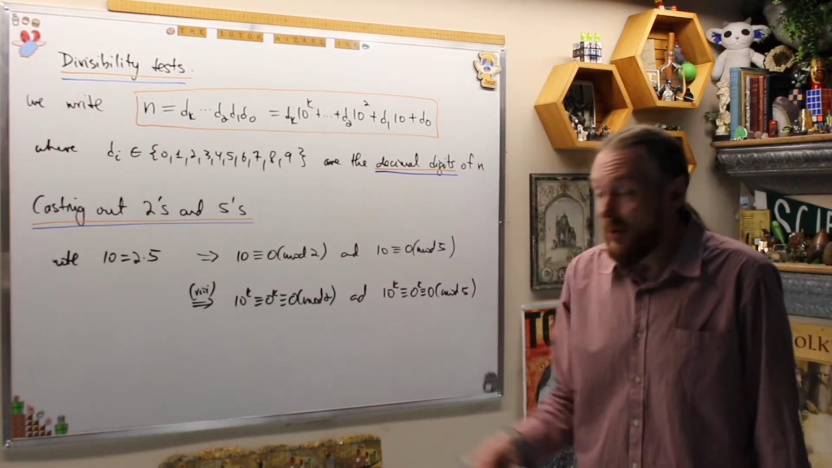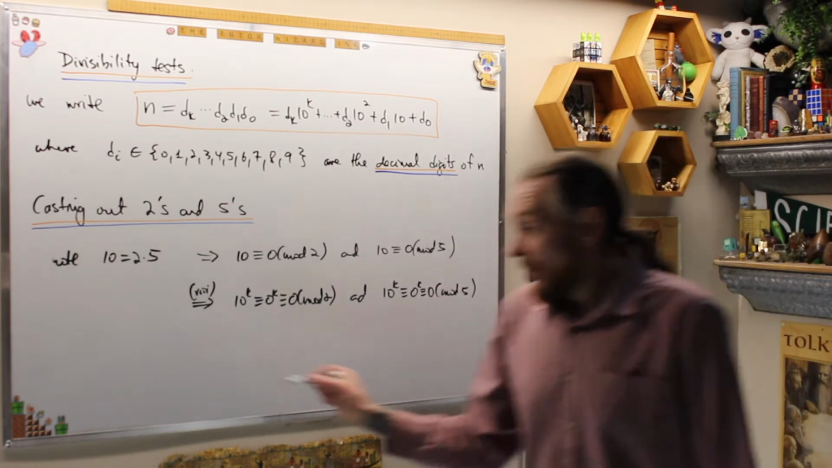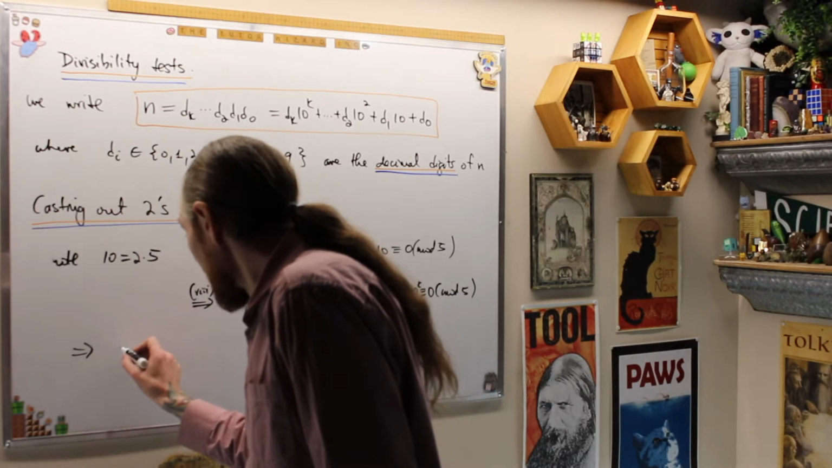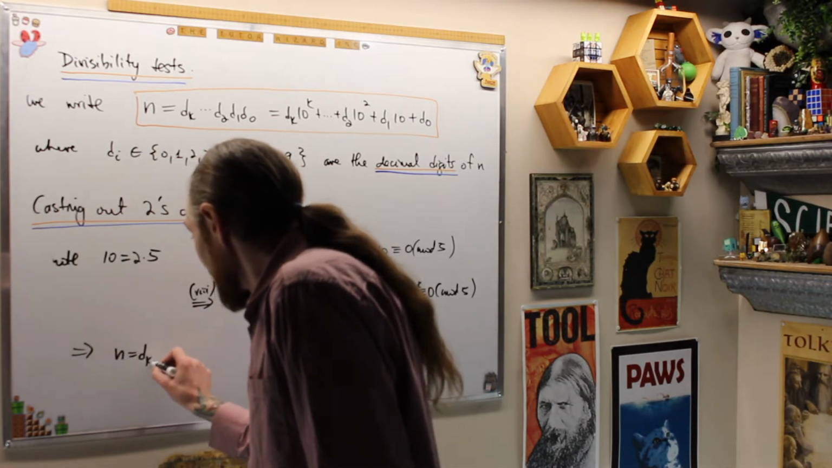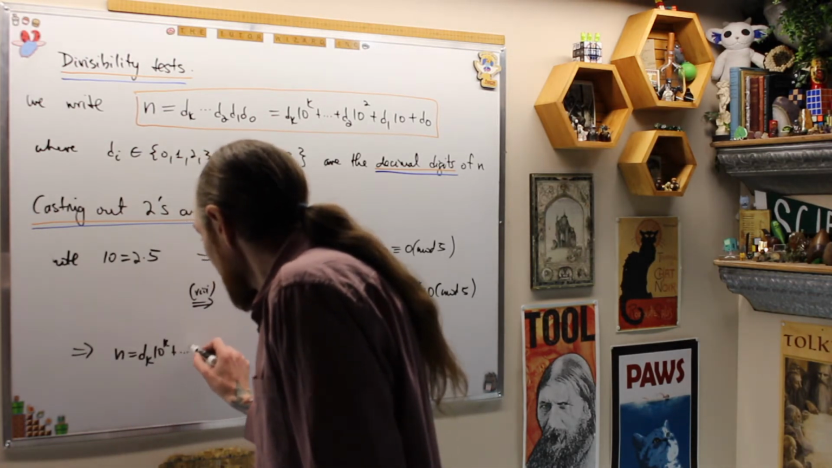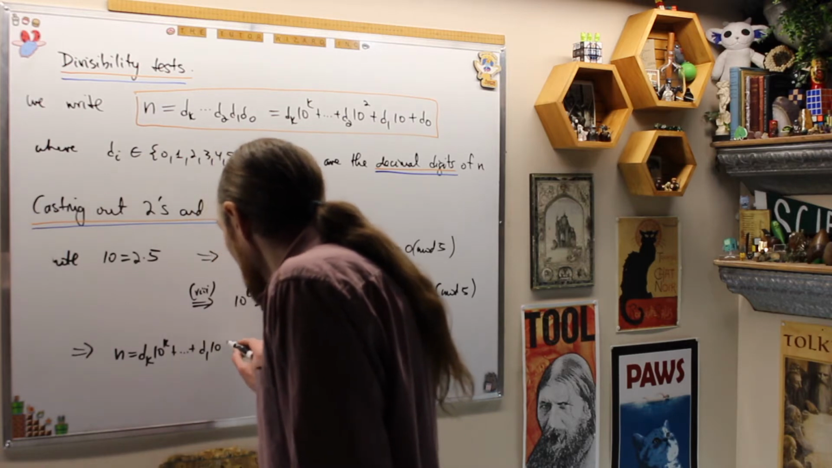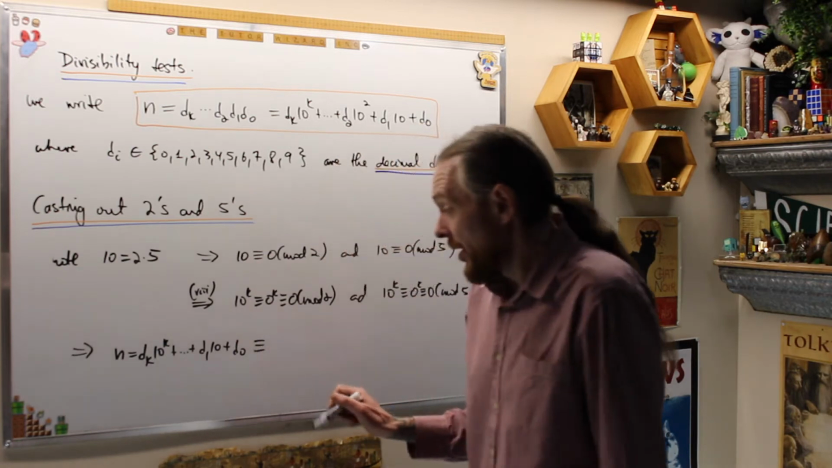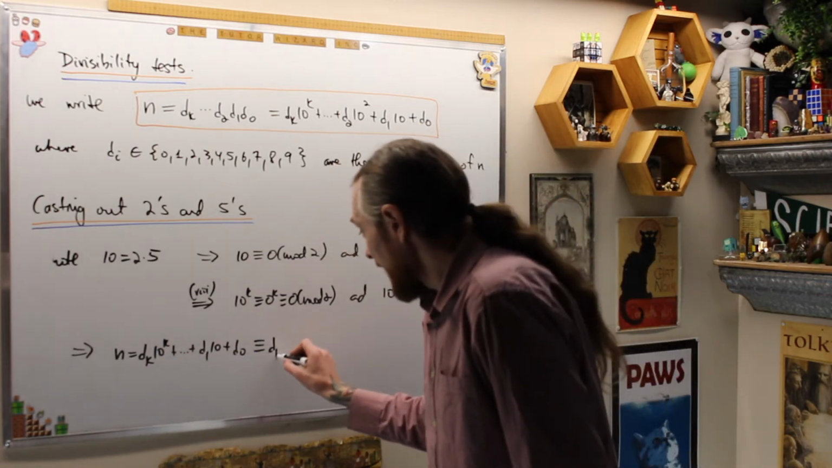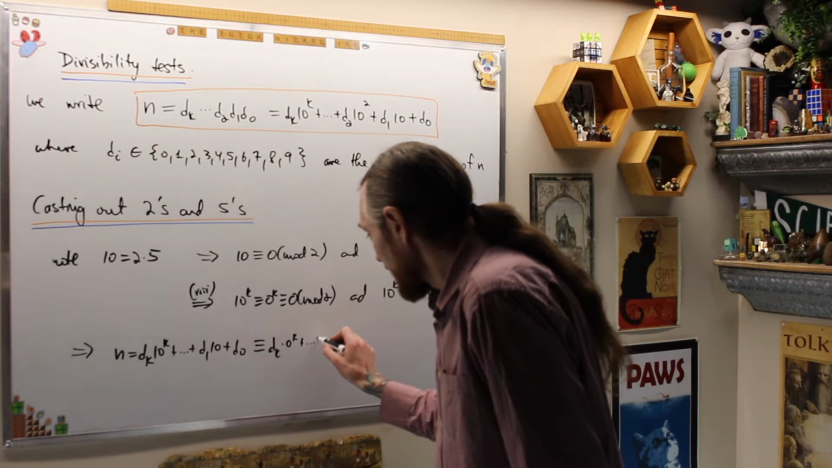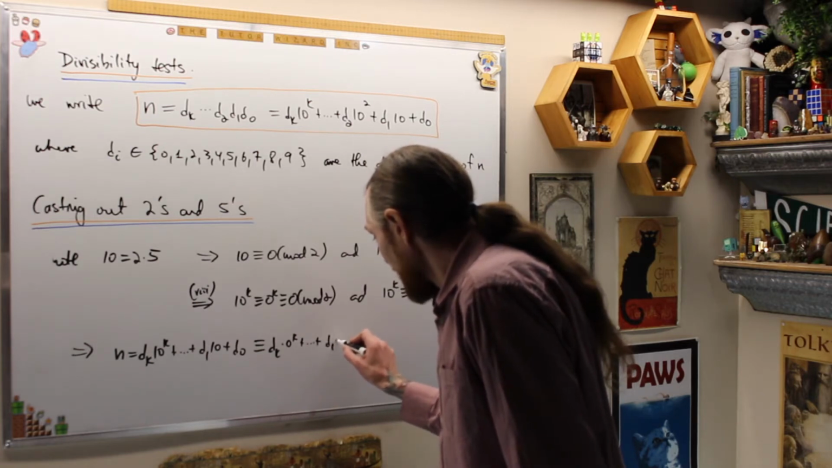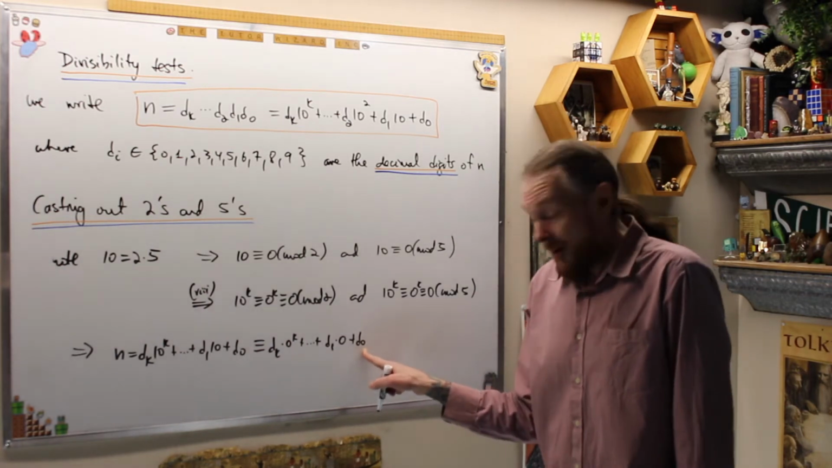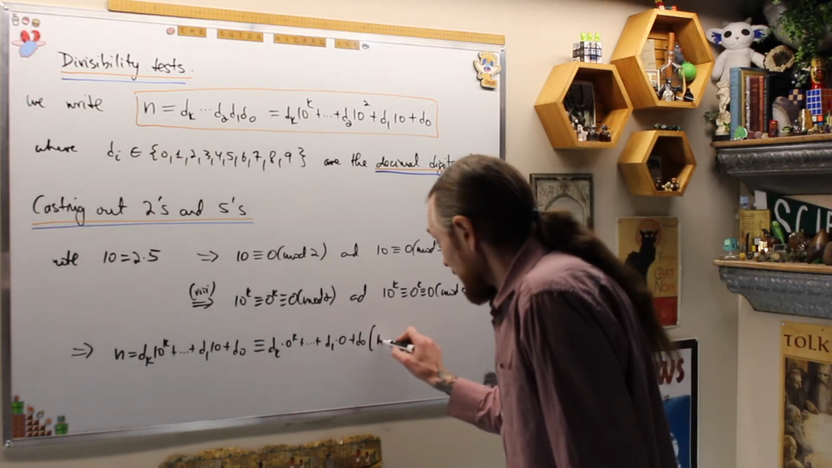What is that going to do for us? Now that we have this scenario, look what we can do with n. For casting out 2s, we know that n is d_k 10 to the k plus dot dot dot plus d_1 10 plus d_0. Now if I hit that modulo 2, all of these are zeros. This is d_k times 0 to the k plus dot dot dot plus d_1 times 0 plus d_0. He's the only one that doesn't go away because he doesn't have a power of 10, modulo 2.